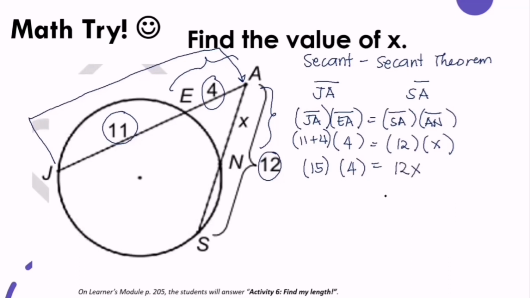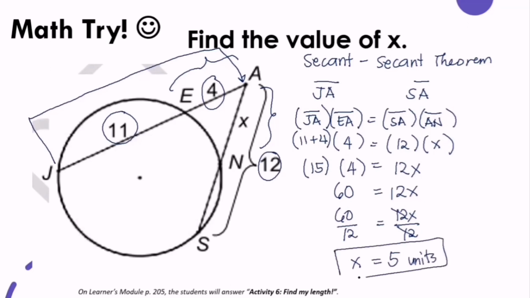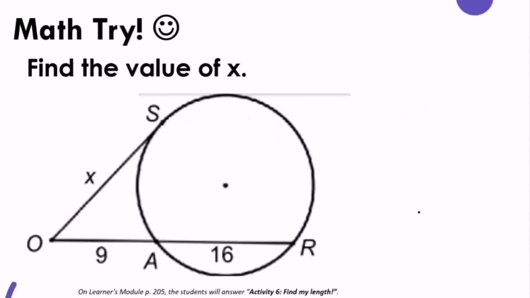Okay po. Now, let us solve 15 times 4. The answer there is 60 is equal to 12x. And then divide both sides by 12. So cancel. What is now the answer here? 60 divided by 12. The answer here is 5. So the final answer here is X is equal to 5 units. Okay? Next one. Find the value of X again.